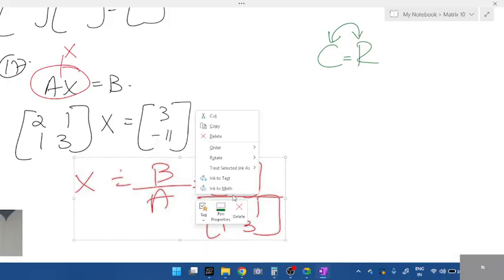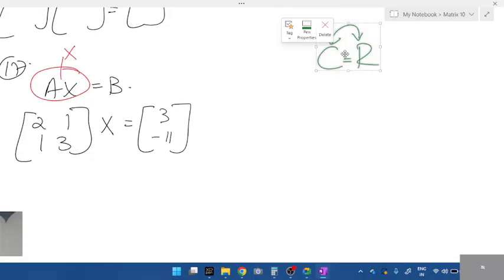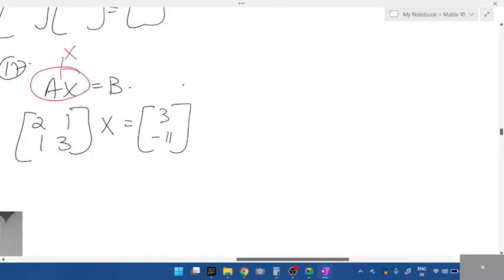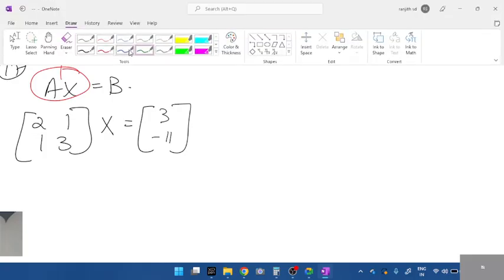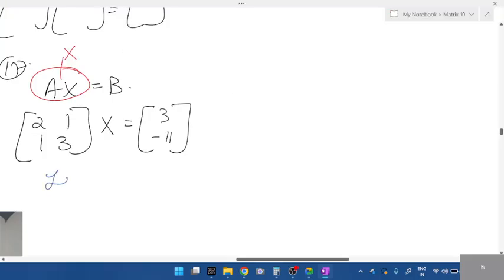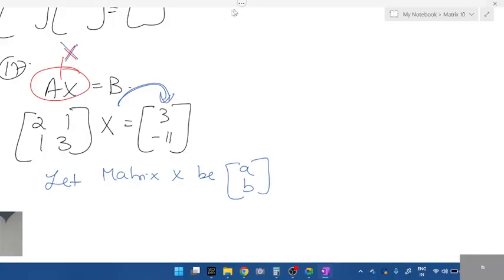Okay. Same like the previous matrix question, students. For X, you have to assume some value, right? What shall we assume? Let matrix X be with respect to this one. With respect to this, what shall we assume? X, Y or A and B? This time shall we take A and B? The reason we take A and B is that they have asked us to find matrix X, right?